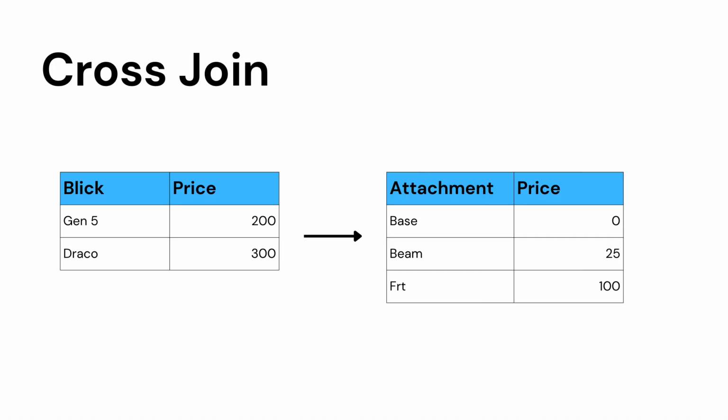So let's look at this example real quick. We have two tables, one with blicks in it and one with attachments. And we want to find what do we get if every blick is paired with every attachment, aka a cross join. For our blicks, we have a Gen 5 and we have a Draco. For our attachments, we have a base, a beam, and a force reset trigger. And a Gen 5 is a Glock. If you know, you know.